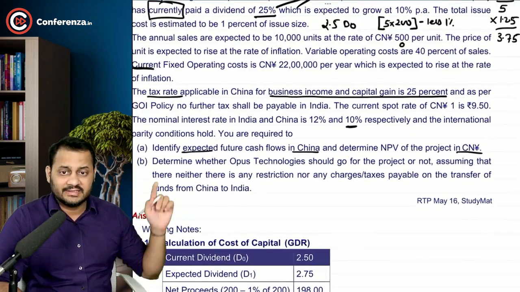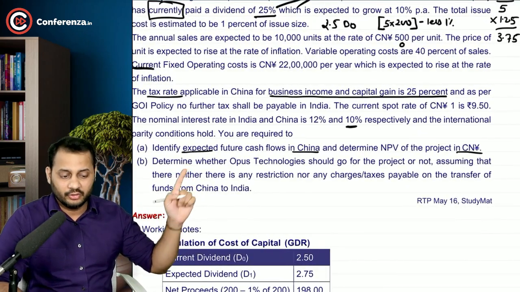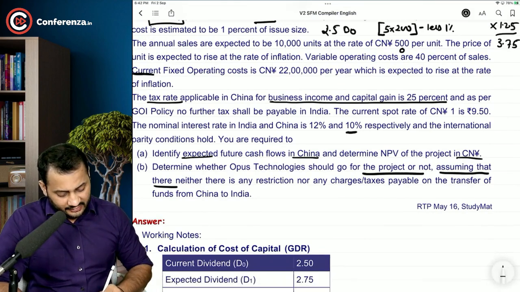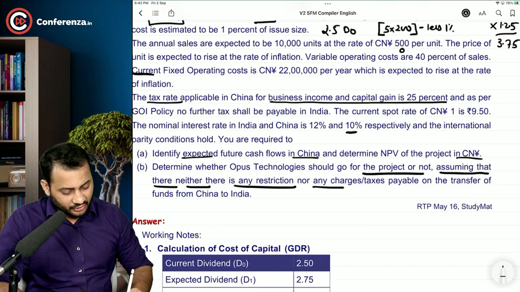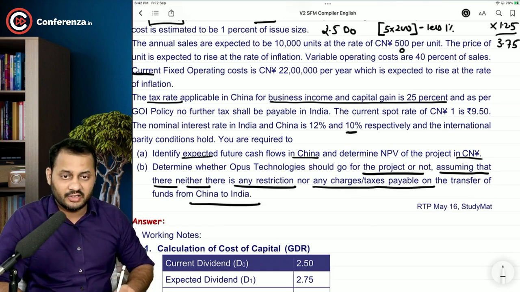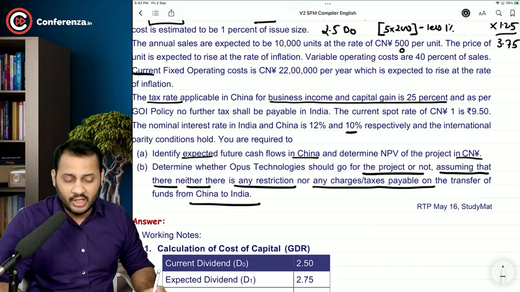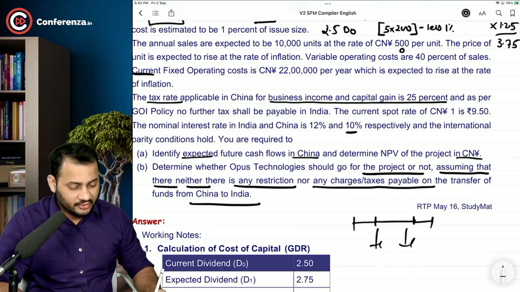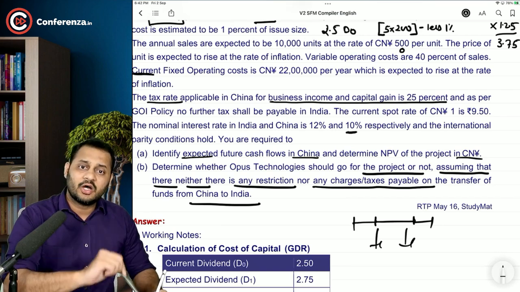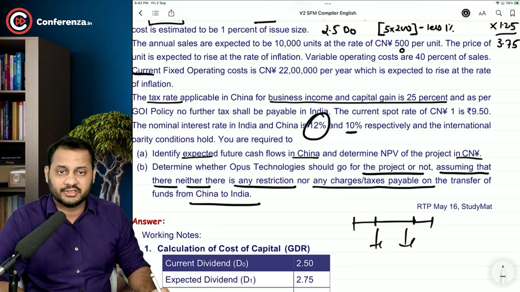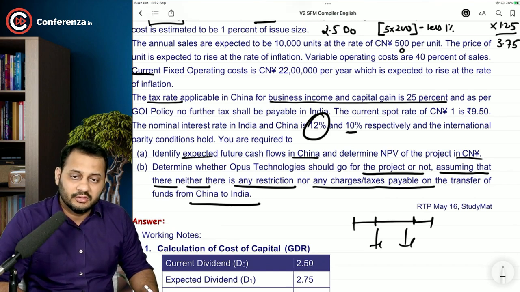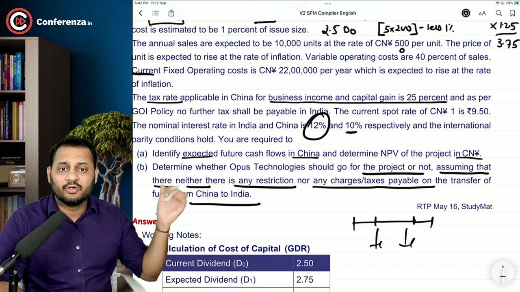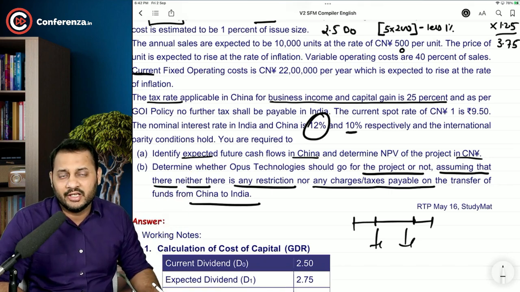The second part says determine whether Opus Technologies should go for the project or not, assuming that there is neither any restriction nor any charges or taxes payable on the transfer of the funds from China to India. What if on the respective years the funds are transferred to India and then discounted at the Indian rate of 12%? Because they are saying there is no restriction to transfer the money, and there are no taxes payable in China or India for the same.